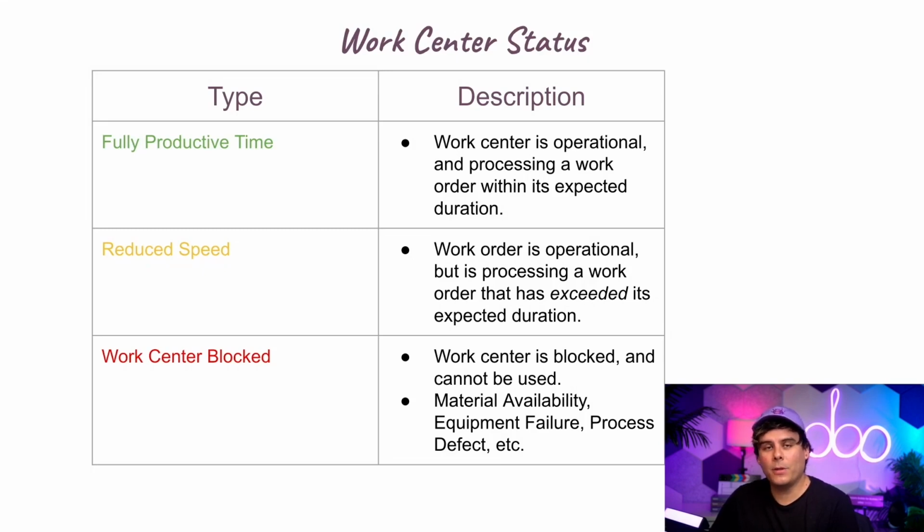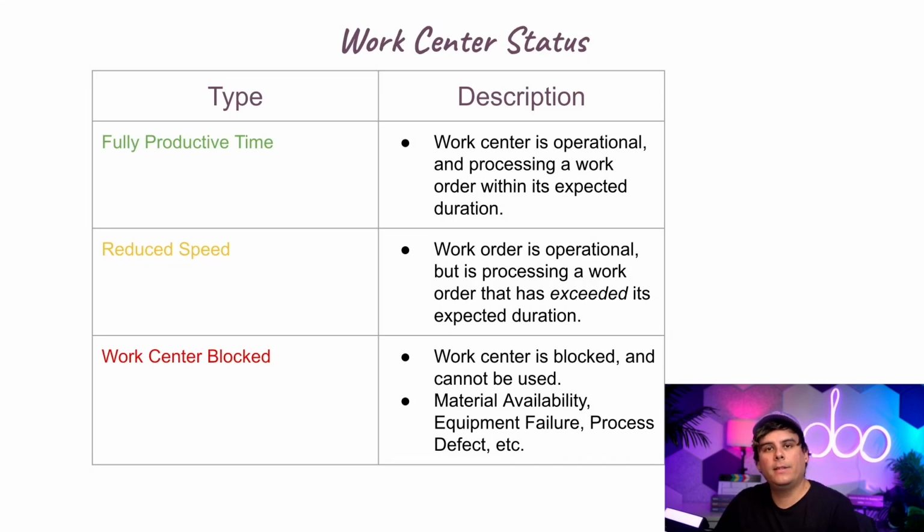Now, up next, we have reduced speed, which is when a work center is processing a work order that has exceeded its expected duration. Using our previous example of a work order with an expected duration of 60 minutes, let's say it takes 70 minutes to complete. The extra 10 minutes is counted as reduced speed time. Reduced speed negatively impacts a work center's OEE score, even though the work center is operational.